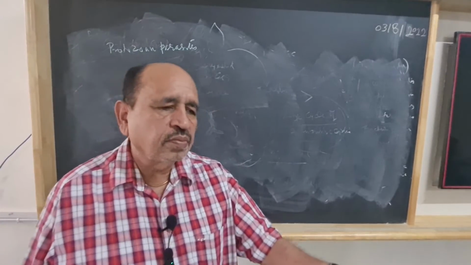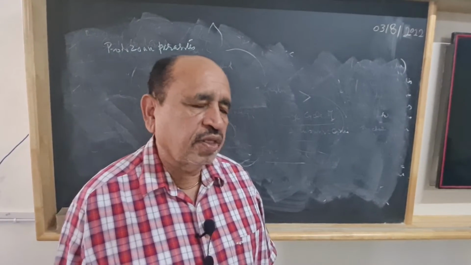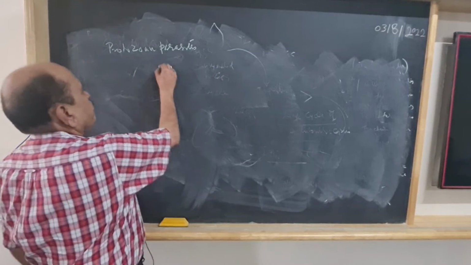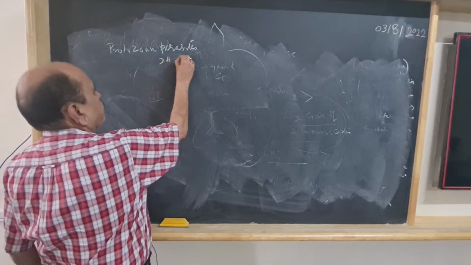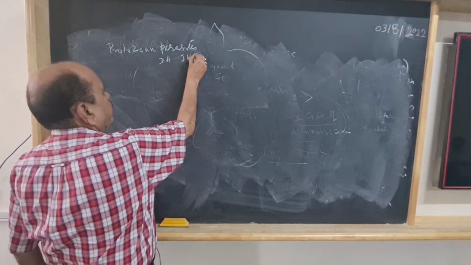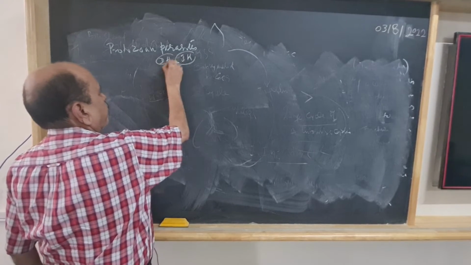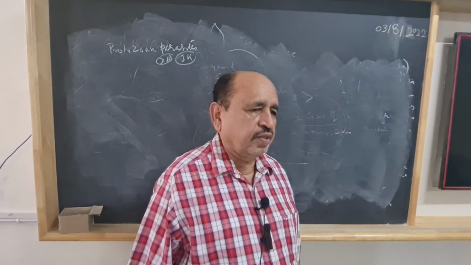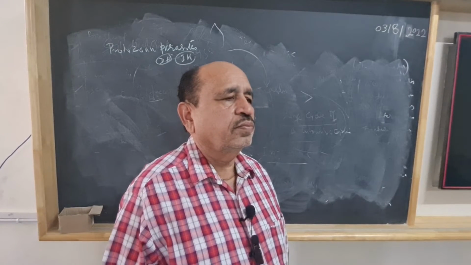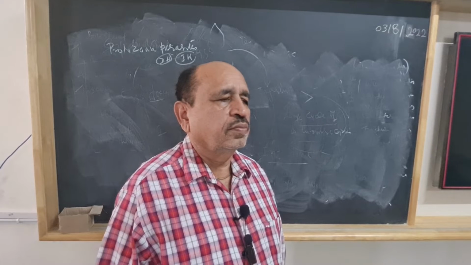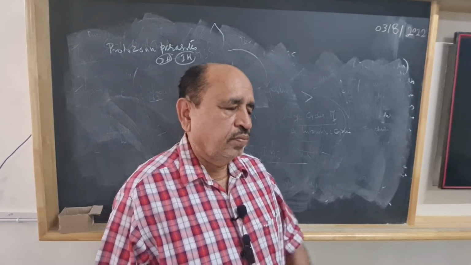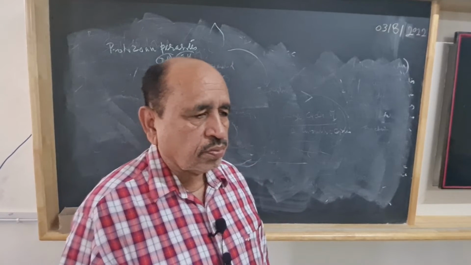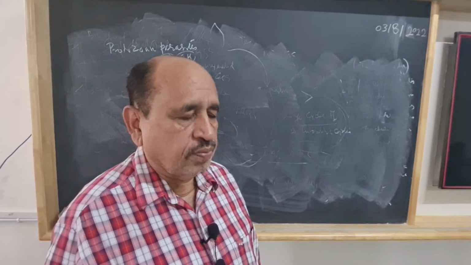What's your name? Naveen. Okay. What is the difference between definitive host and intermediate host? Naik, Ramdas Naik. Where? What's your name next? Rosa. Chalo.